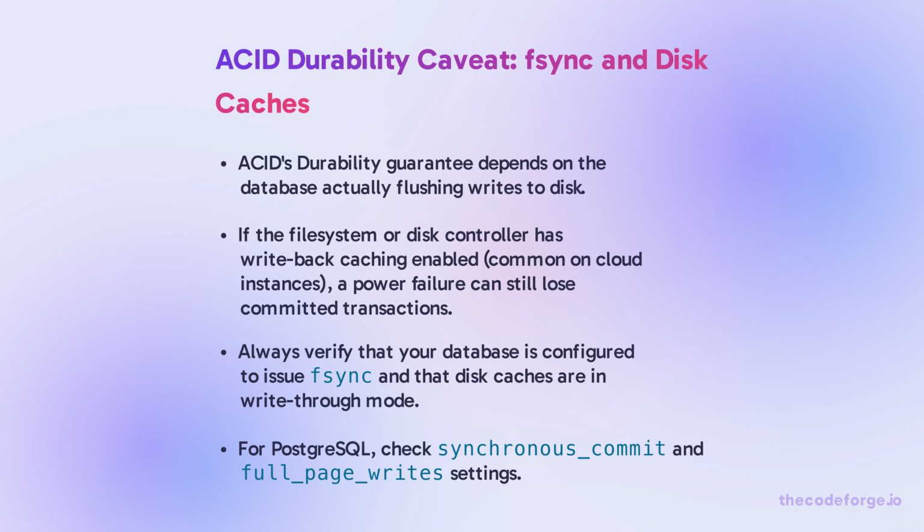ACID's durability guarantee depends on the database actually flushing writes to disk. If the file system or disk controller has write-back caching enabled, common on cloud instances, a power failure can still lose committed transactions. Always verify that your database is configured to issue fsync and that disk caches are in write-through mode. For PostgreSQL, check synchronous_commit and full_page_writes settings.